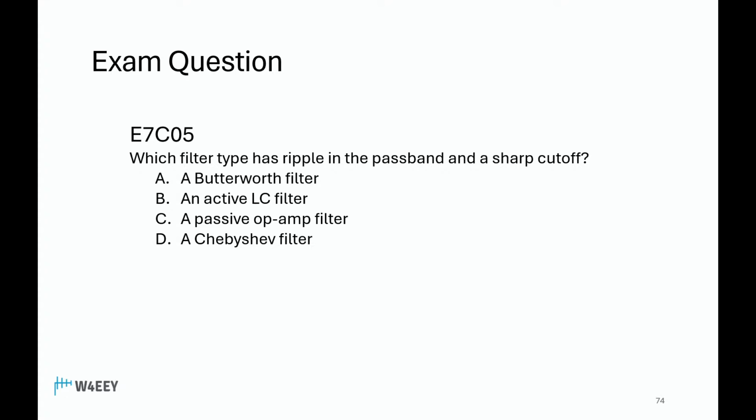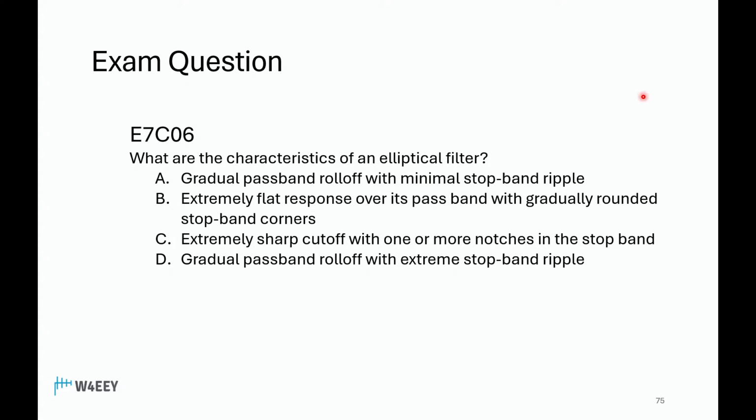Which filter type has ripple in the pass band and a sharp cutoff? Delta. That's the Chebyshev. Yep, very good. Because the other types we didn't really talk about. We talked about Butterworth, but that doesn't have any ripple. That's very smooth. It's like butter. What are the characteristics of an elliptical filter? Charlie. It is Charlie. Extremely sharp cutoff with one or more notches in the stop band.